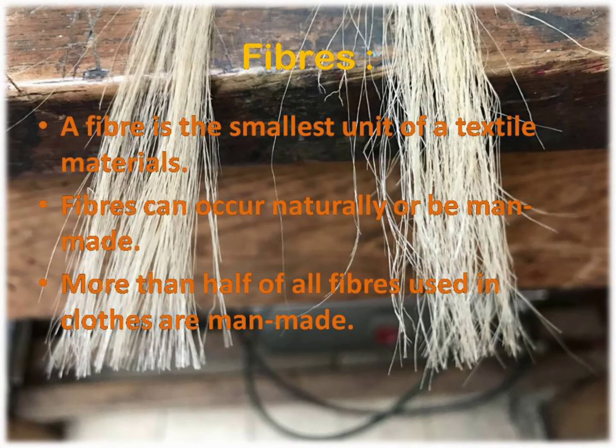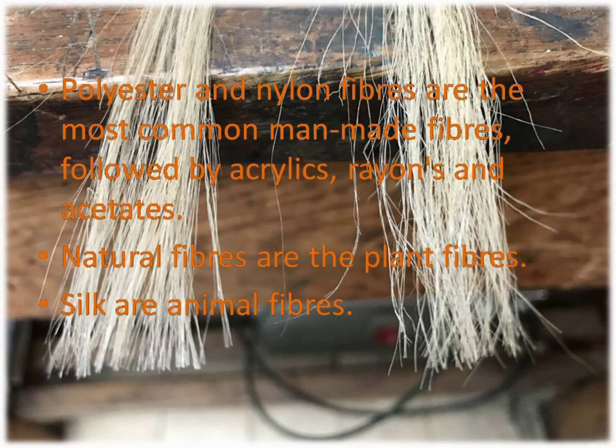Fibers. A fiber is the smallest unit of a textile material. Fibers can occur naturally or be man-made. More than half of all fibers used in clothes are man-made. Polyester and nylon fibers are the most common man-made fibers, followed by acrylics, rayons, and acetates. Natural fibers include plant fibers, and silk and wool are animal fibers.